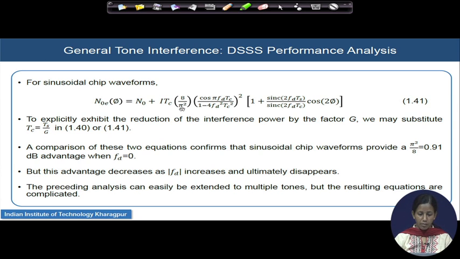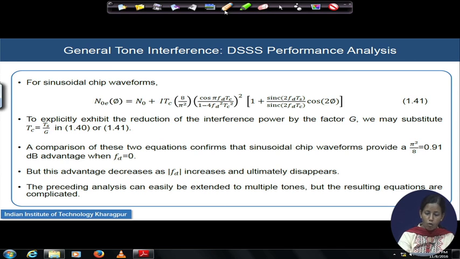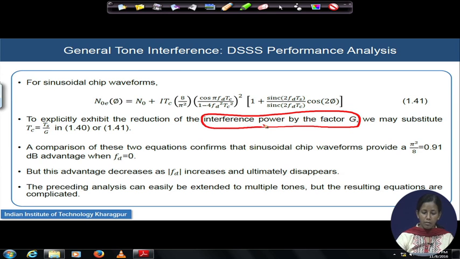Now, if we consider capital G equal to Ts by Tc, and substitute these values, we will see a reduction of the interference power by a factor of G. The interference power will be reduced by a factor of G compared to the symbol case, when we put only the value of Ts and compute the noise power spectral density, and if you put Tc equal to Ts by G.